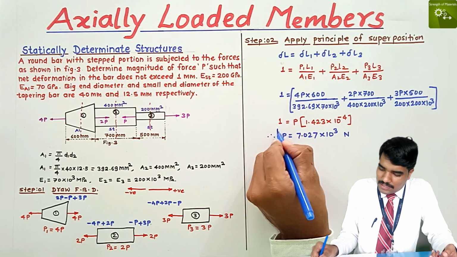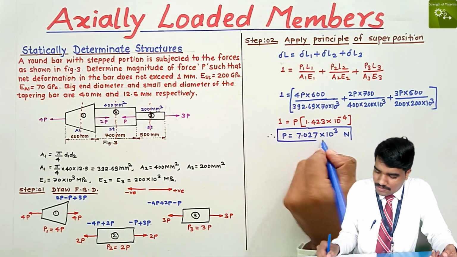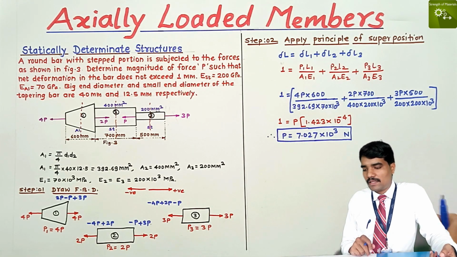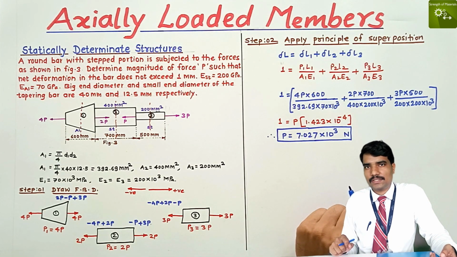Okay, so by using the principle of superposition and static equilibrium conditions, we find out the magnitude of force P, and that P is 7.027 into 10 raised to 3 Newton.